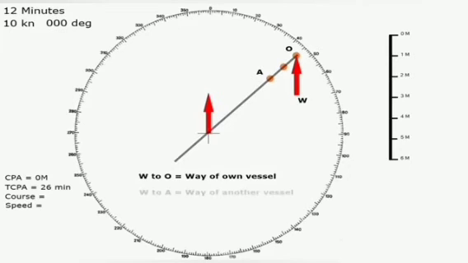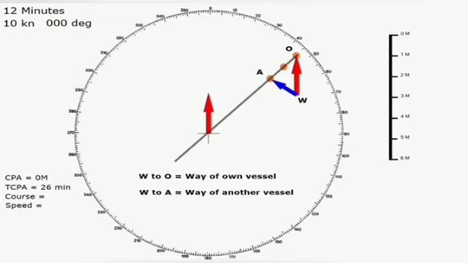To find the course and speed of the other vessel, we simply want the vector going from W to A. And we label that WA, which is way of another vessel. And simply the vector joins the two together. Now, as we know from maths, vectors are a component of distance and bearing, or speed and bearing. Otherwise it would just be a measurement, but no, a vector contains more information.